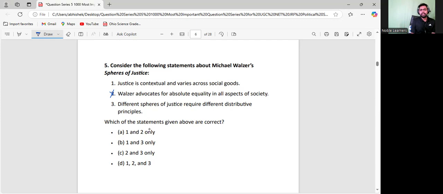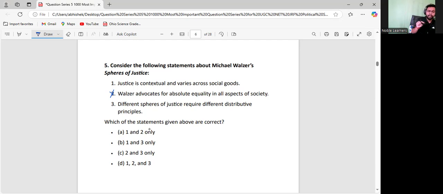That's also true. If you are distributing the economic goods, it requires a different distributive principle. You can't use the same distributive principle in all the spheres of life, in education, in economics, in religion, in all the spheres of life. The same distributive principle can't work.